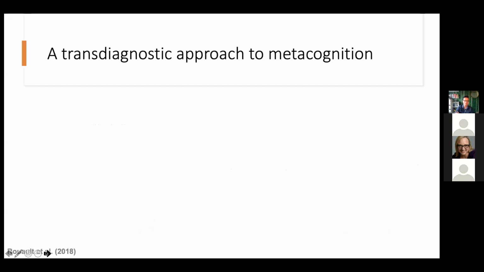And it's also been shown previously that when you look at metacognitive dysfunction and its associations with these transdiagnostic dimensions, these dimensions explain variability in psychopathology more so than these traditional categorical approaches.